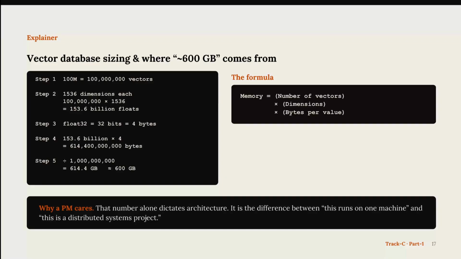Why should a PM care? That number alone dictates the architecture. It is the difference between this runs on one machine versus this is a distributed systems project. Do I need systems that will hold 10 GB or 600 GB or 1 terabyte, 1 petabyte? How much data do we need? All that will dictate the architecture. So we need to understand this.